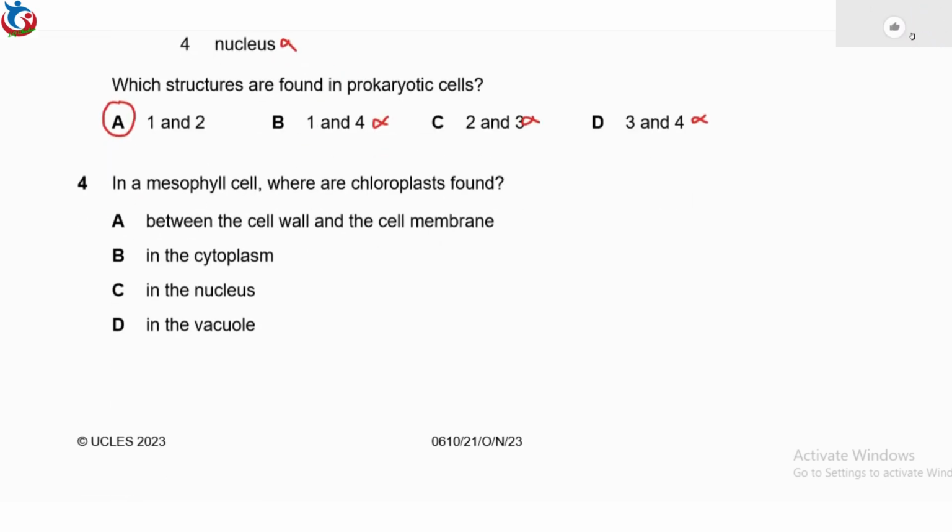Question 4 says, in a mesophyll cell, where are chloroplasts found? Chloroplasts are always found in the cytoplasm of the cell. It is not between the cell wall and the cell membrane, and it's not in the nucleus. There we have the genetic material and the chromosomes. Not in the vacuole, but in the cytoplasm. That makes B our correct answer. So now question 5.